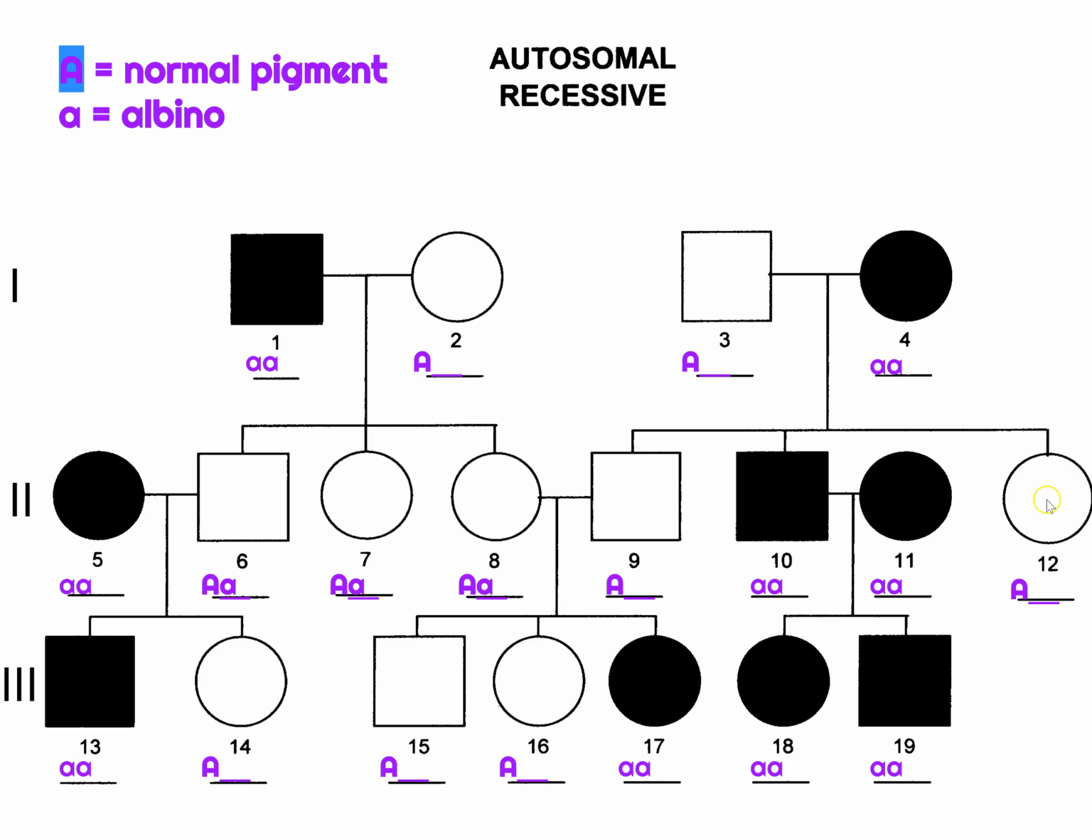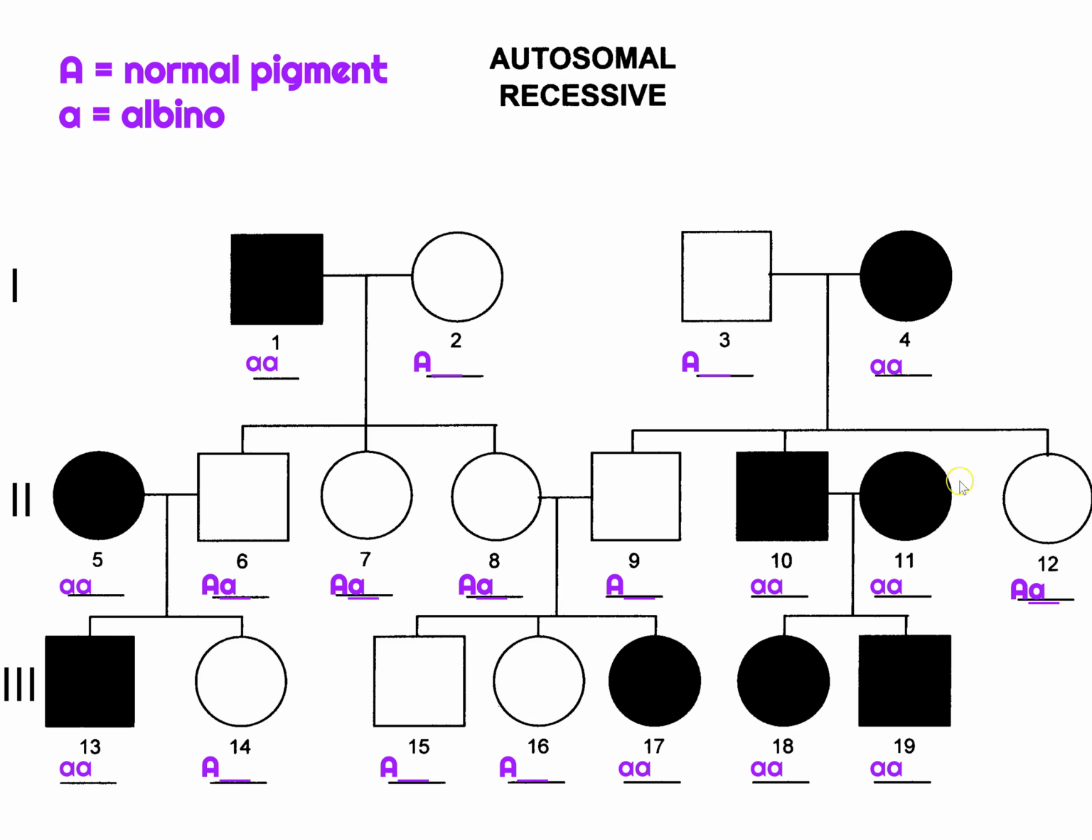Let's do 12 over here. Same thing. So these two parents, if you look carefully here, had a son. That's the son's wife right there. See, she's not connected right here. And then this daughter. The daughter got a big A from dad. Mom right here had to give her a little A.